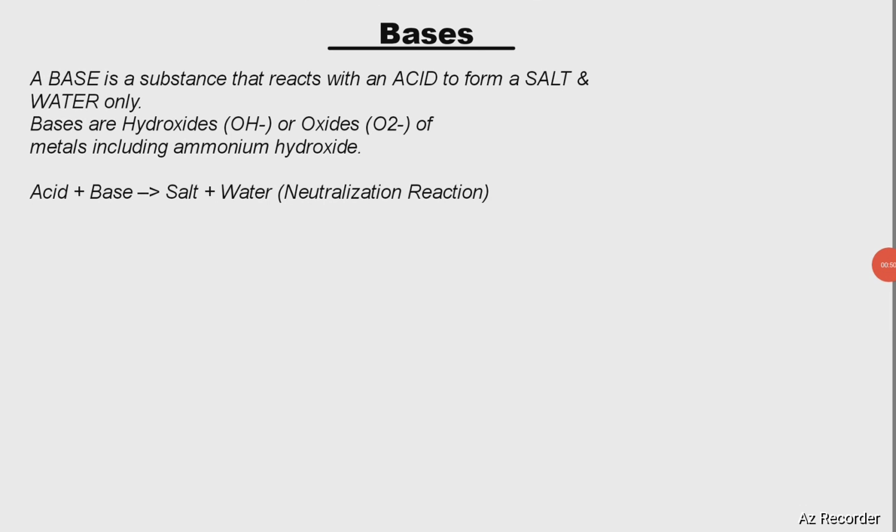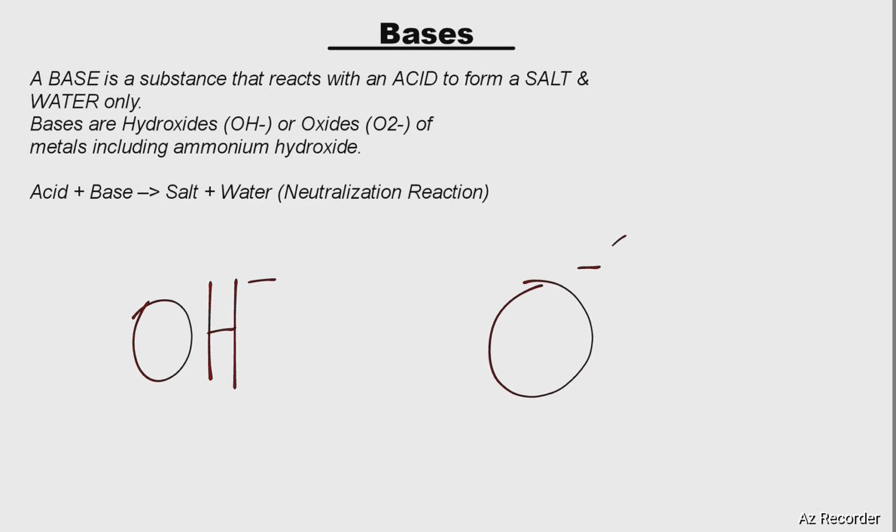We defined bases as anything that will react with an acid and produce a salt and water only. So a base is a substance that reacts with an acid to form a salt and water only. So bases are hydroxides or oxides. Bases are basically hydroxides or what? Oxides. Hydroxide, we've been discussing this even under the topic acids. This is the hydroxide, and oxides are merely these.